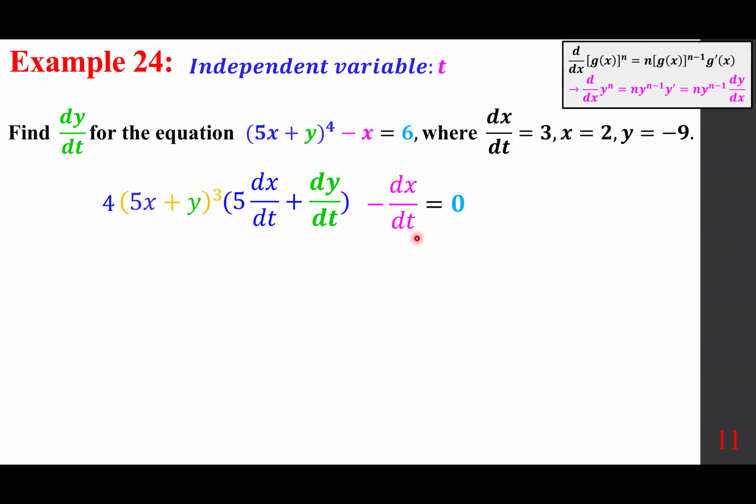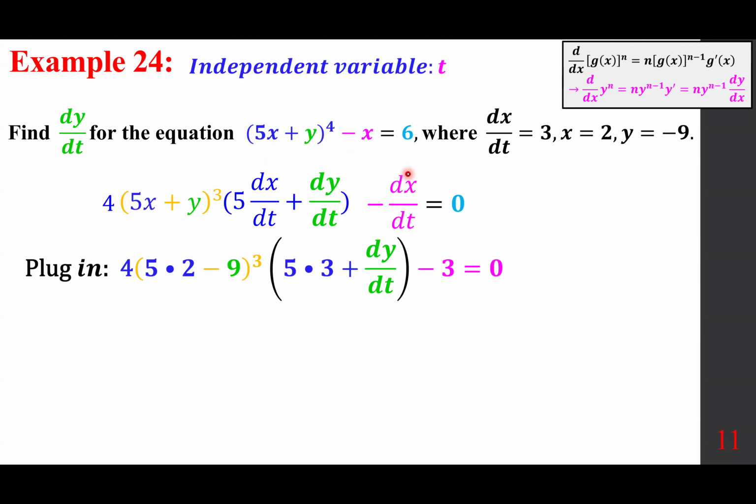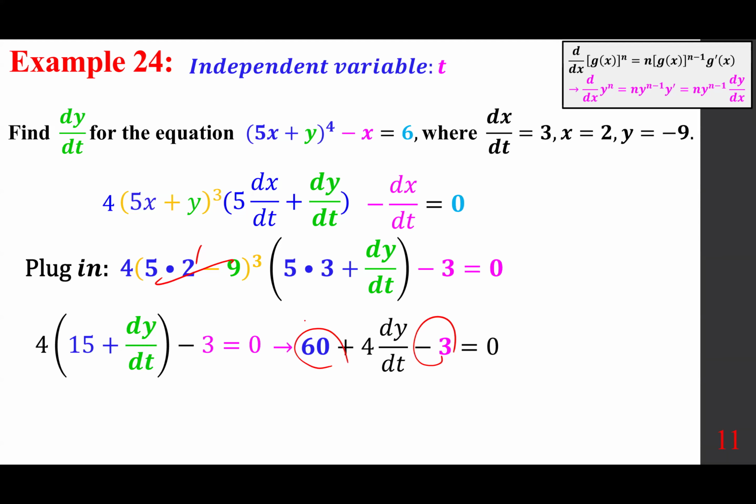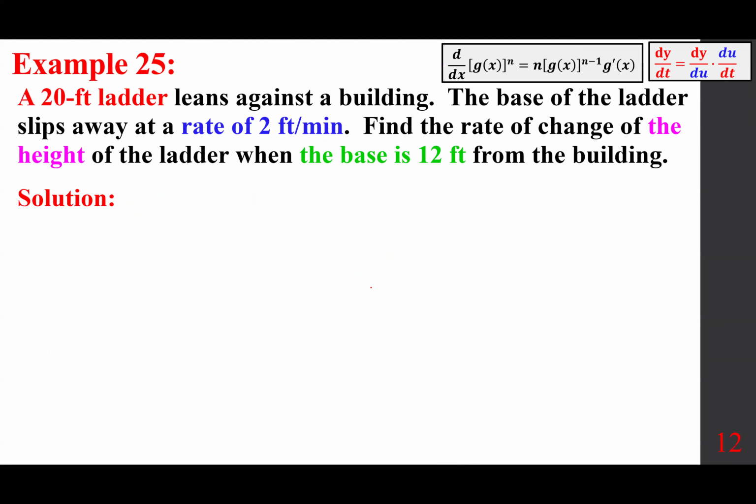In this case, you can just plug in. So we're going to plug in all the values we have. Obviously, this is 10 minus 9 is 1. So 1 cubed remains as 1. 5 times 3 is 15. You distribute the 4. 60 and negative 3, they add up to 57. They move to the other side, negative, and divided by 4. dy/dt is minus 57 over 4. Okay, that's pretty straightforward, everybody. We are going to move on.